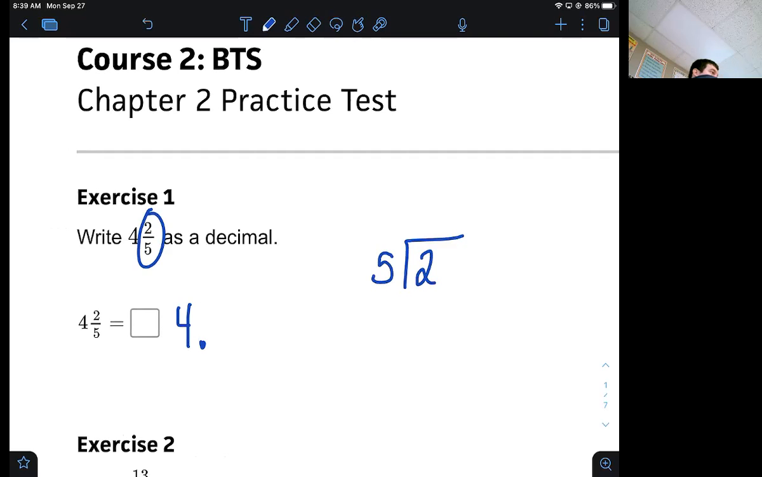And so 5 doesn't go into 2. So I put a decimal point and make it 20. Put a decimal point up there in my answer. How many times does 5 go into 20? 4 times. 5 times 4 is 20. So I'm finished. So 0.4 is what 2/5 is. Now there was already a 4 in front, so this is going to be 4.4. In fact, 1/5 is 2/10, 0.2. 2/5 is 4/10, 0.4. 3/5 is 6/10, 0.6. And 4/5 is 8/10 or 0.8. So if you didn't have your fifths memorized, that might be helpful.